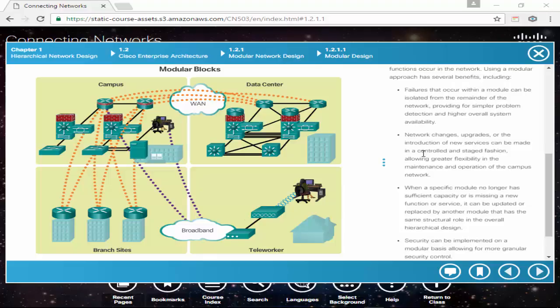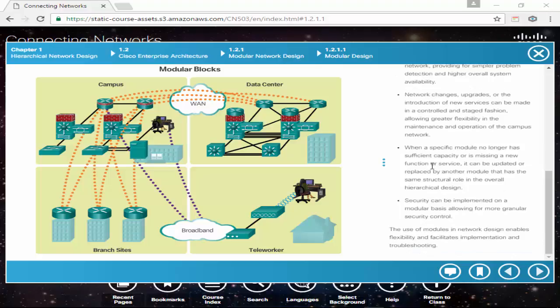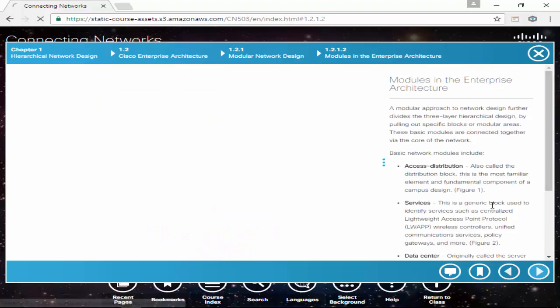Network changes, upgrades, or introductions of new services can be made in a controlled and staged fashion. I think you guys can get the gist of that. When a specific module no longer has sufficient capacity or is missing new function or service, it can be updated or replaced by another module that has the same structure or overall role. Security can be implemented on a modular basis, allowing for more granular security control.